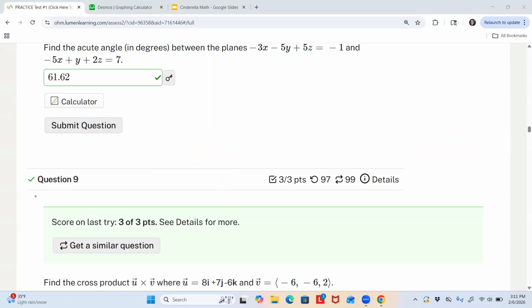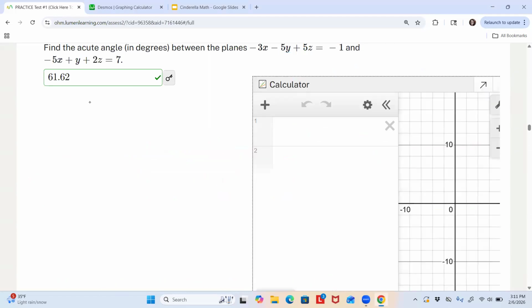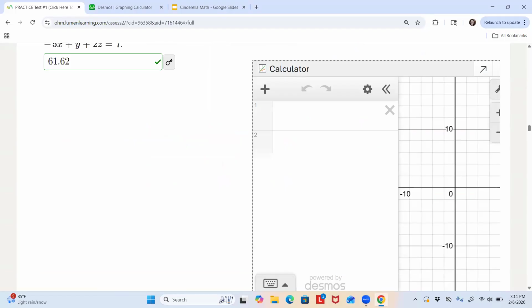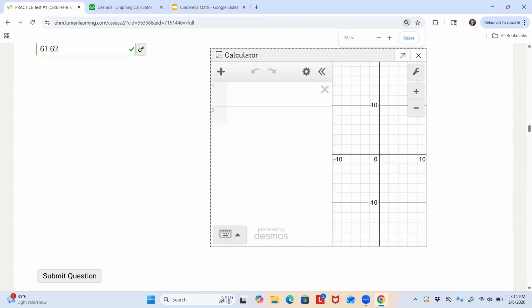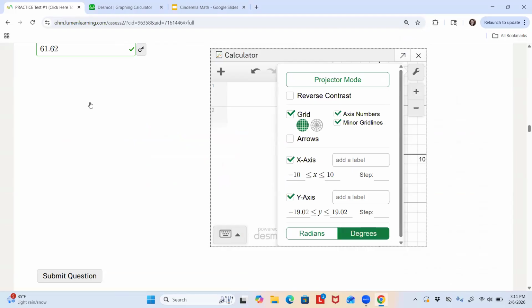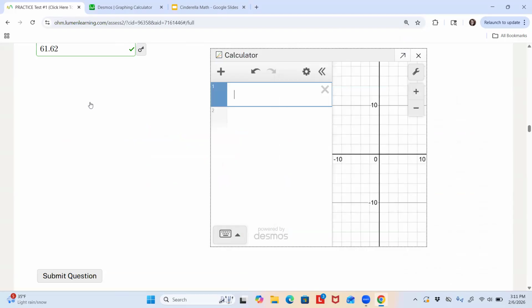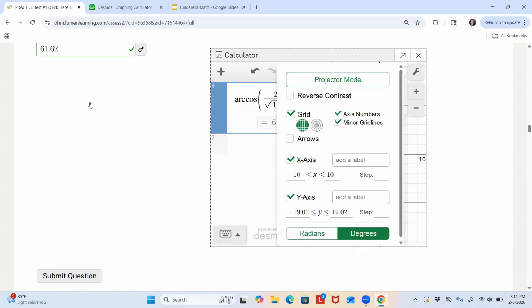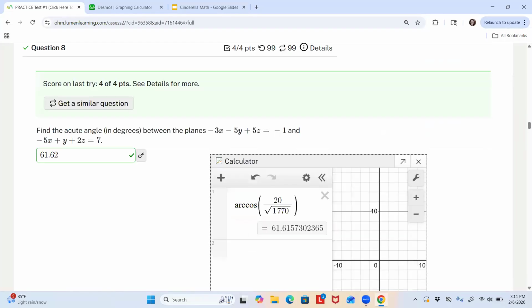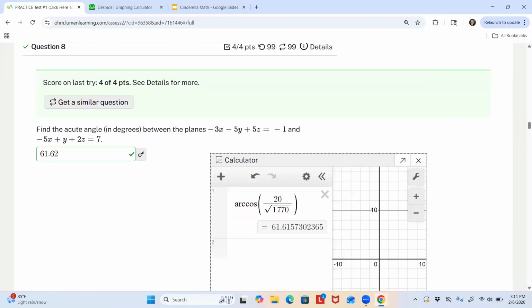So let's do that. Calculator. Let me see, can I get this Desmos? You want to hit the wrench, set to degrees. Okay, and then it was inverse cos of 20 over square root 1770. So it looks like 61.62 in degrees, rounded to 2 places. And there we go. I'm going to set this back into radians. Actually, no, because every problem has its own calculator. It's fine. Here we go. That was number 8.